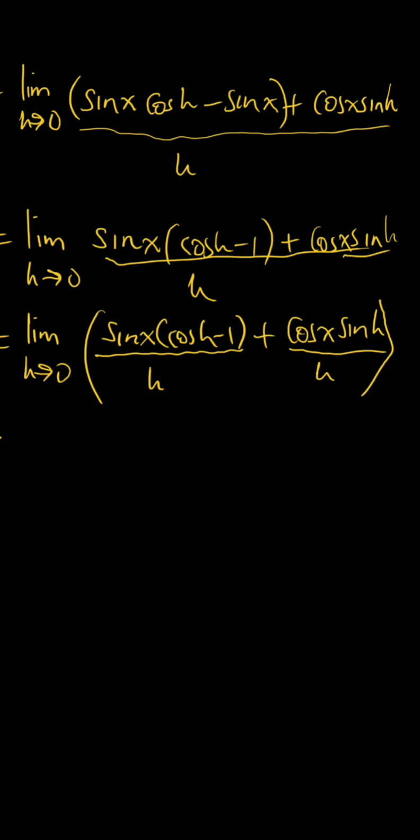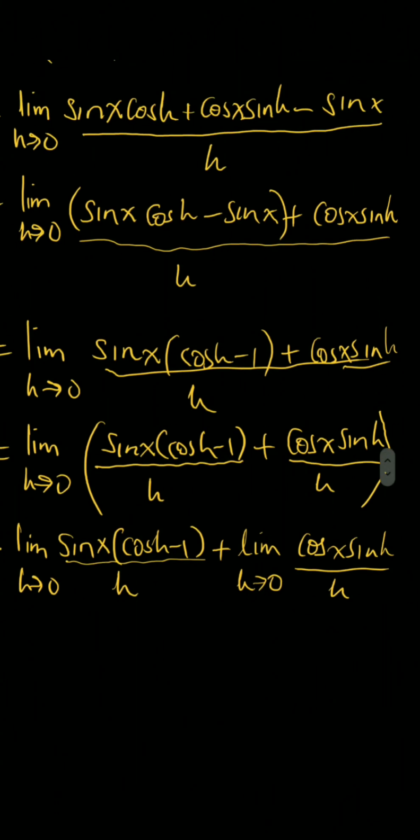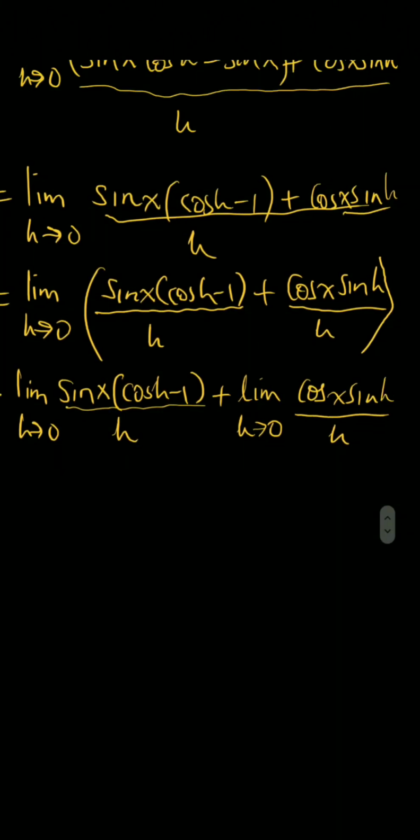Okay, so now we're going to use the rule of limits, which is the addition rule. We're going to distribute the limit with what is inside there. So we're going to have limit as h approaches 0 of the first part, which is sin x open brackets cos h minus 1 over h, then we write limit as h approaches 0 of cos x, then sin h divided by h.